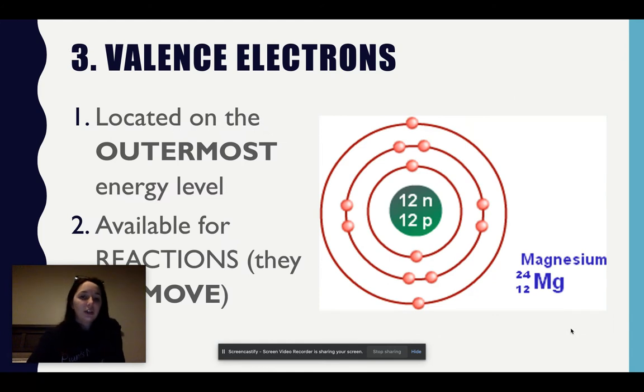Now, what you need to understand is that the next thing we have is valence electrons. Using these energy levels, we can tell what our valence electron is and how many based on where they're located. And so valence electrons are located on the outermost energy level. What's important about them is that these are available for reactions because they can move and they can create those bonds. So valence electrons are probably our most important electrons compared to my inner ones. Not saying those ones are not as important, it's just that valence electrons have a bigger job.